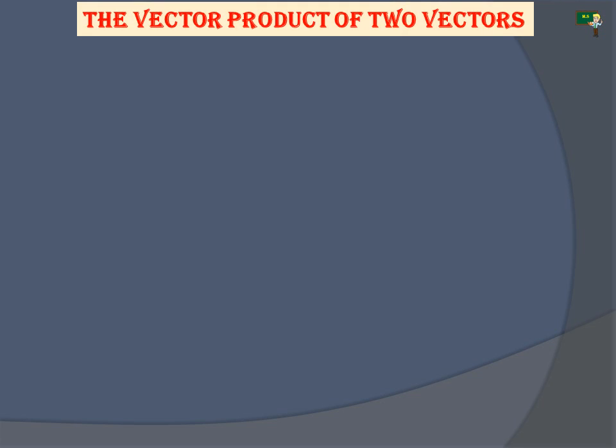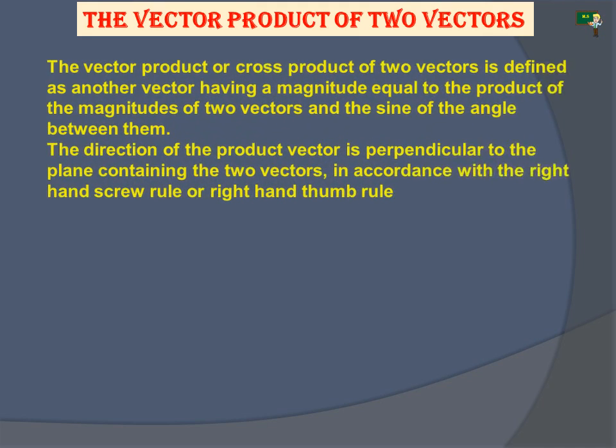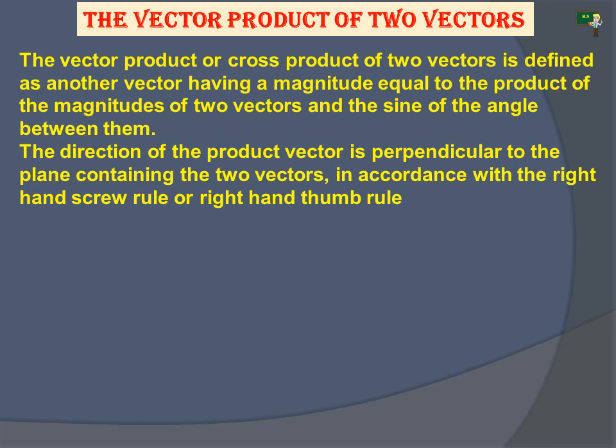Now let's move to the vector product of two vectors. See students, a number of quantities used in physics are defined through vector products, particularly the physical quantities. Rotational effects like torque and angular momentum are defined through vector products. So it's very important to get the basic ideas about the vectors.